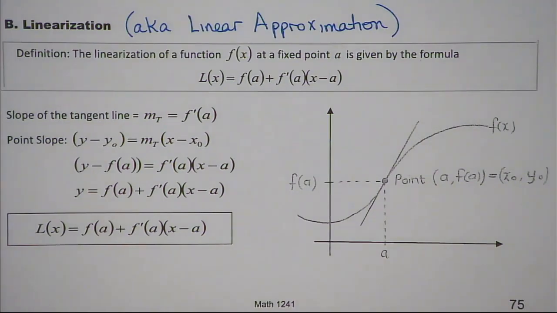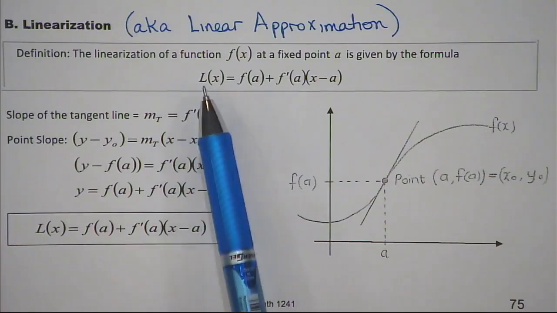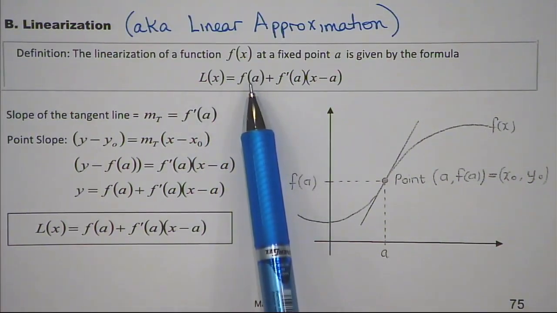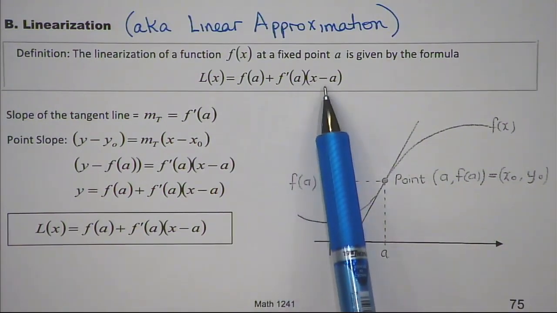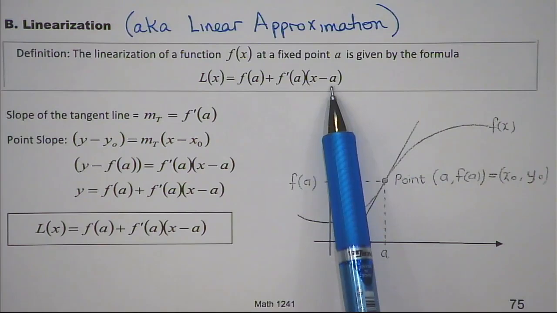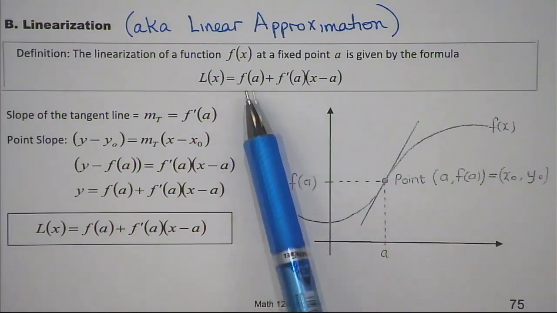All right, so the linearization of a function f of x at a fixed point a, so you have to have a point to start with, is given by this formula. L of x, which stands for the linearization, equals f of a plus f prime of a times x minus a. I want you to think about that because we've done that.